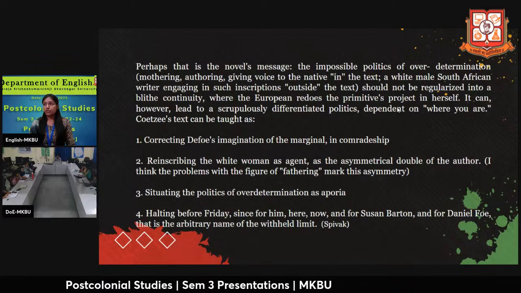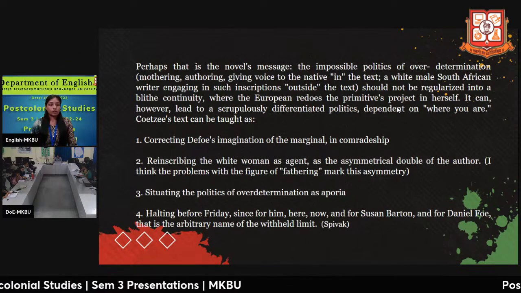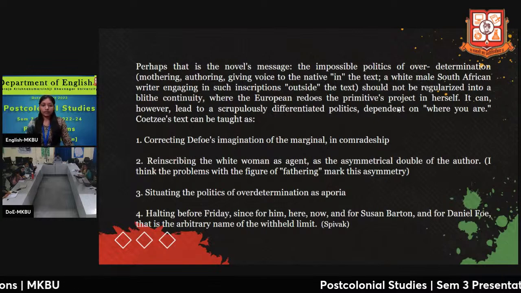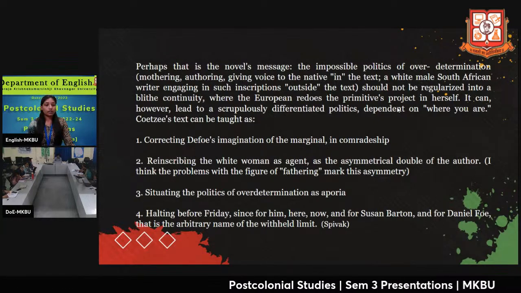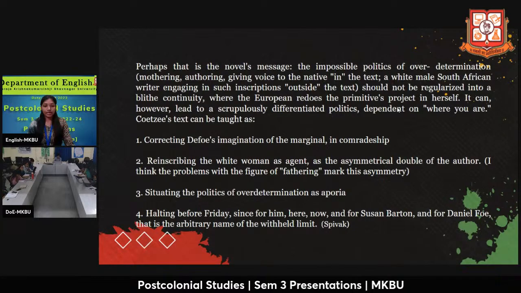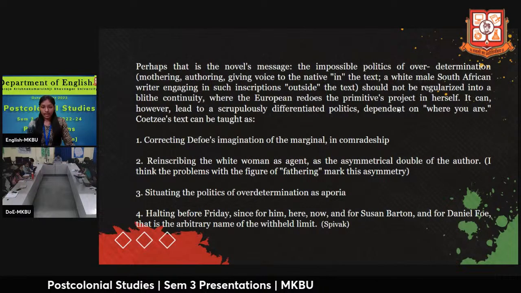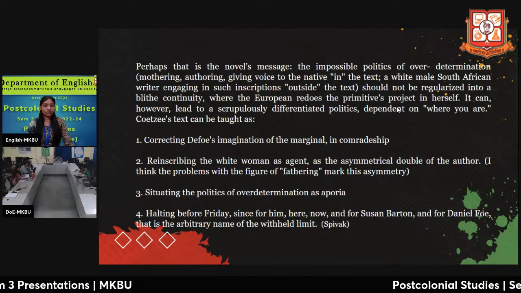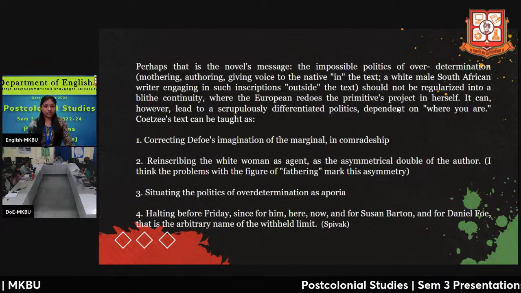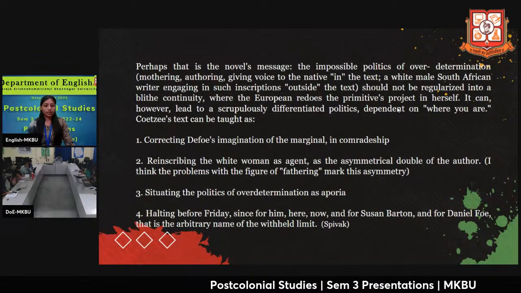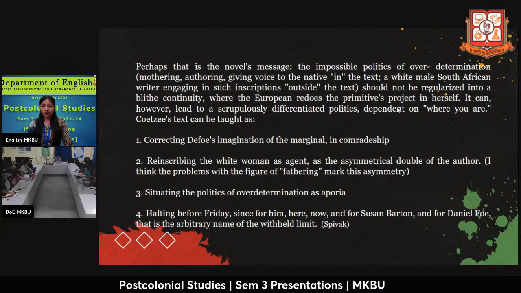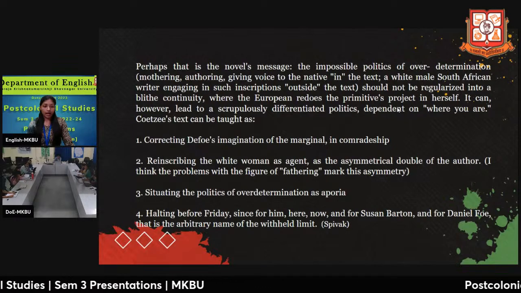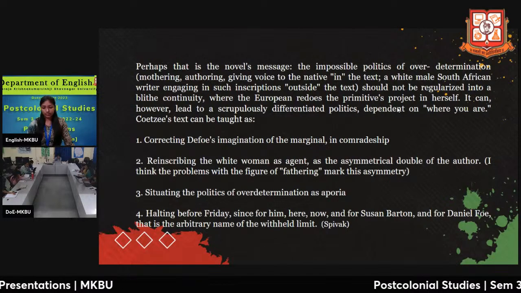Coetzee's text can be taught as correcting Defoe's imagination of the marginal in comradeship, reinscribing the white woman as agent, as a symmetrical double of the author, situating the politics of overdetermination as an aporia, halting before Friday, scenes for him here now, and for Susan Barton and for Daniel Foe. That is the arbitrary name of the withheld limit.